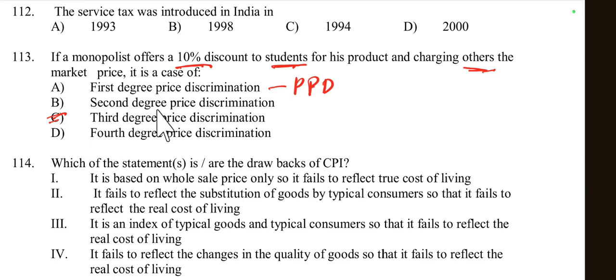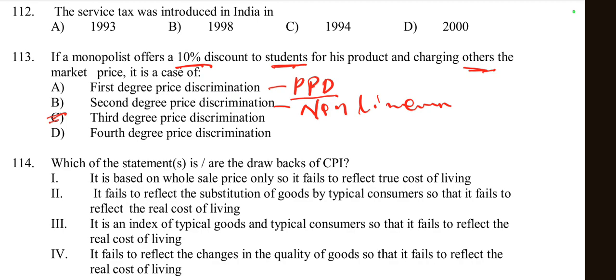Then the second one is second degree price discrimination. It is called non-linear pricing. First degree is perfect price discrimination, second is non-linear pricing. This occurs when a seller charges different prices based on the quantity purchased or the version of the product. So the price is not uniform and varies based on the amount consumed or the type of product. Examples are a bulk discount, where the unit price decreases as quantity purchased increases, or different pricing tiers for premium versions of the product.